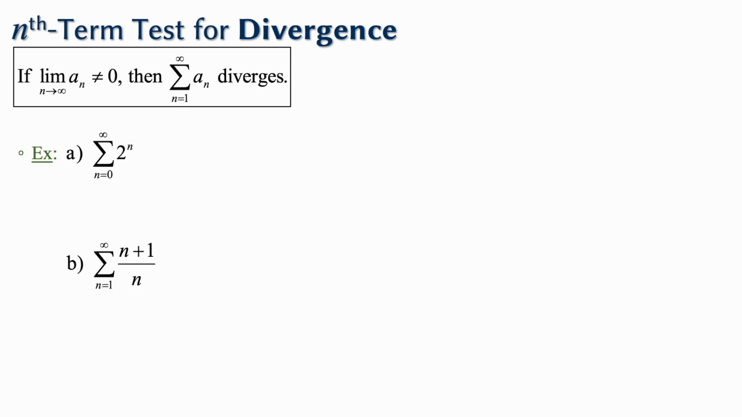Okay, so looking at our first example, again, we'll take the limit as n becomes infinitely big. This time, obviously, the rule is 2 to the n. Now again, if we let n become infinitely big, that just becomes infinity. It increases without bound. Clearly, that's not equal to 0. And because of that, we can say that this series diverges by the nth term test for divergence.